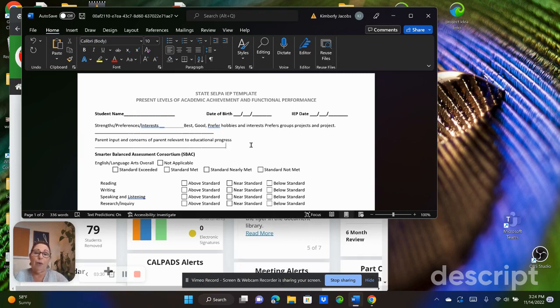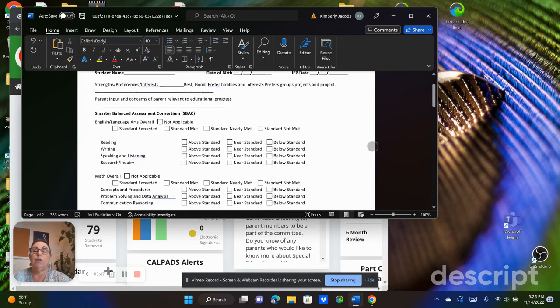I always have a paper ready to write that down. So if they bring up a concern or a question that isn't already answered in the draft IEP, I write it down to make sure I circle back to that before we conclude our meeting. So this part I don't fill in unless I've done a survey to parents or talked with them most recently.